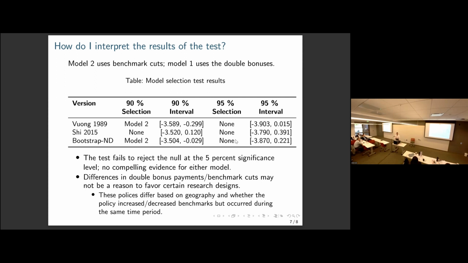These are two policies that differ based on geography, and they differ based on whether the cuts increase or decrease payments. And surprisingly, I wasn't able to reject the null that these models are equally close to the truth, that one model is farther from the truth than the other. So that is basically ruling out one of these two differences as a reason to argue that one model is better for counterfactuals than the other. One thing that the two sources of variation have in common is that they occurred in the same time period, which maybe points to reasons why you might want to prefer one's answer in the literature over another.